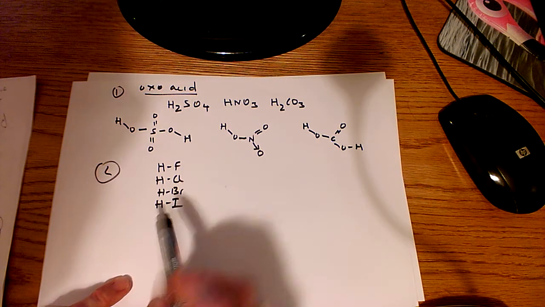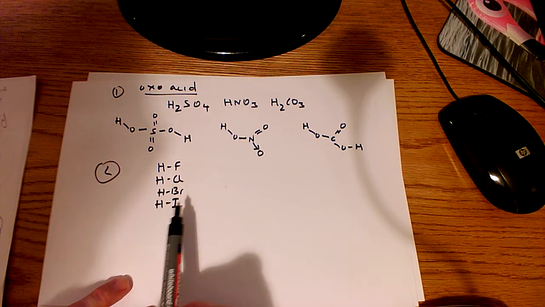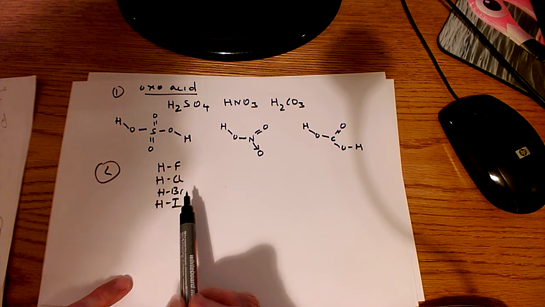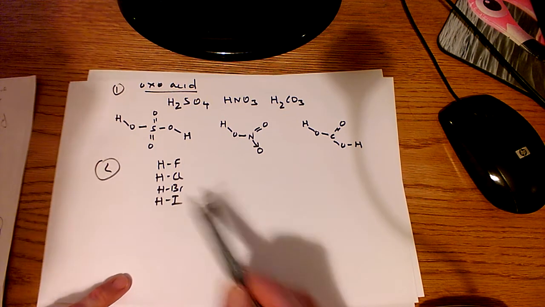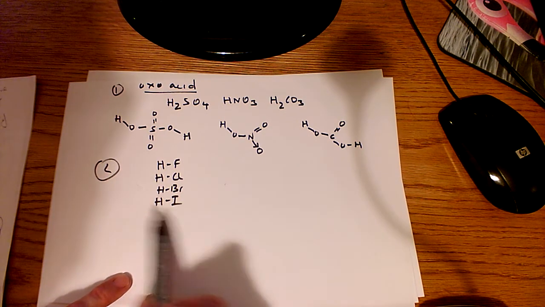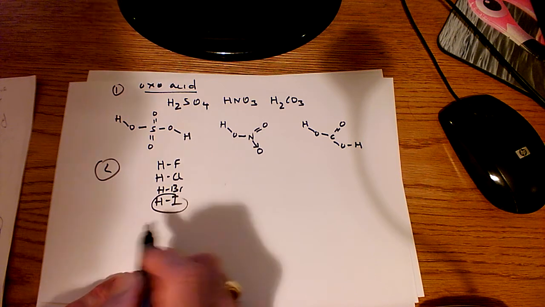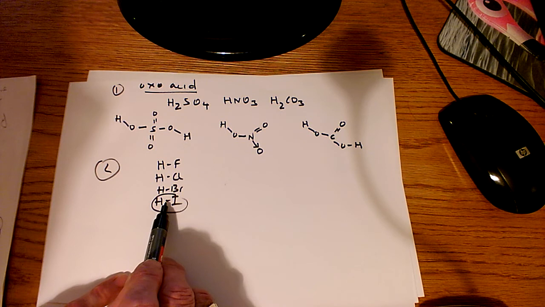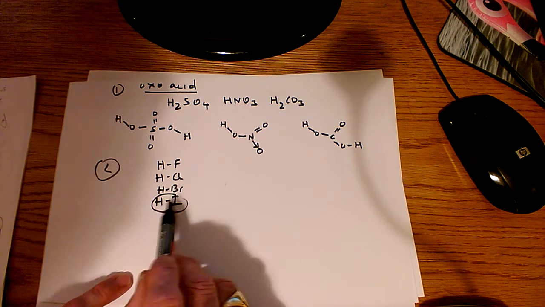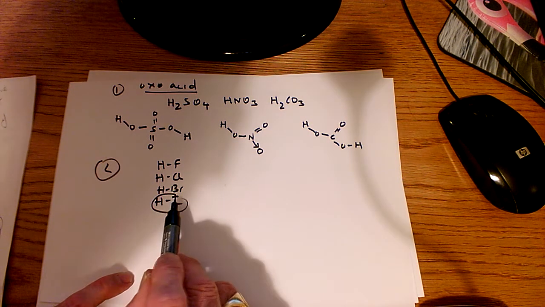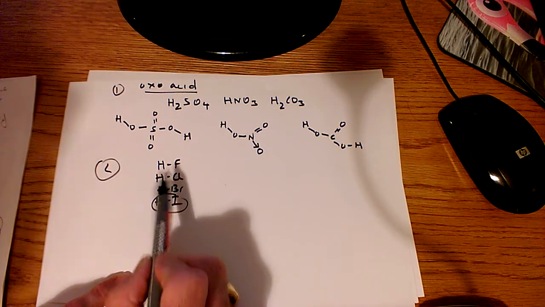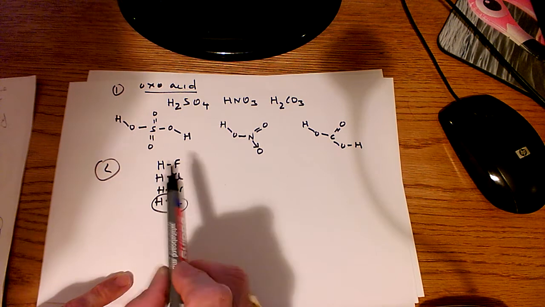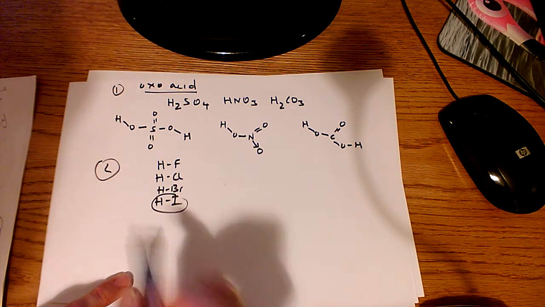And the strength of the acid depends on the strength of this bond. If the bond is strong, then the acid is weak. So I'm sure you can work out that the strongest acid here would be hydroiodic acid, because that's the weakest bond. And that'll be the one that dissociates the easiest. This bond here in hydrofluoric acid is really strong, so you're not going to get much ionization. So this is your weakest acid here.